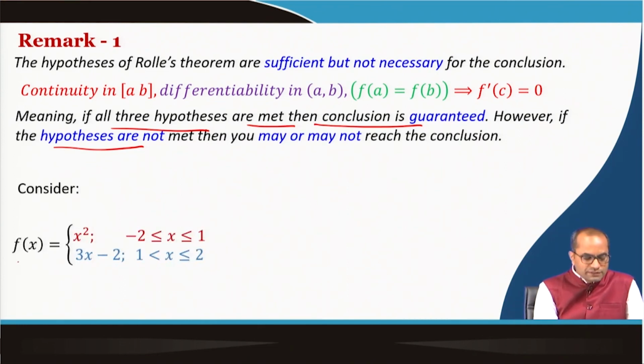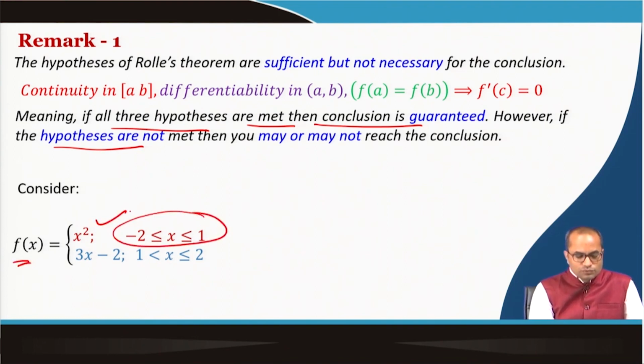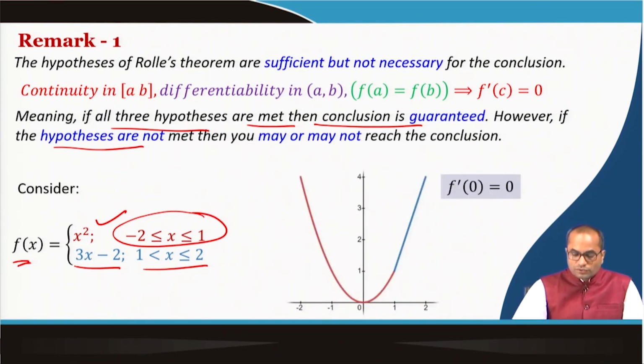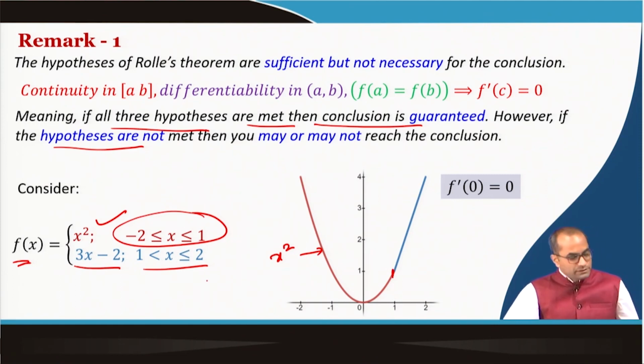So, for instance, if we consider f(x) = x² in the range minus 2 to 1, and 3x minus 2 in the range 1 to 2. If we consider this function, we will see what is happening. So, let us plot this for clarity. Here we have x², the part of the parabola from minus 2 to 1 up to here, and then we have this straight line 3x minus 2.